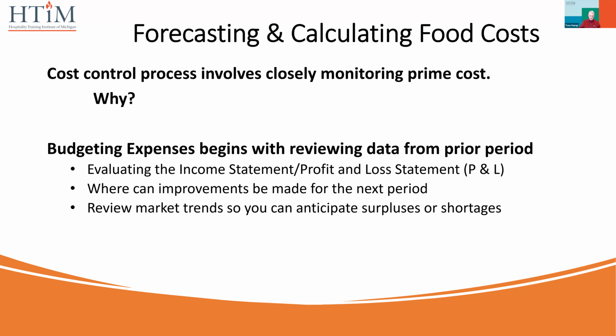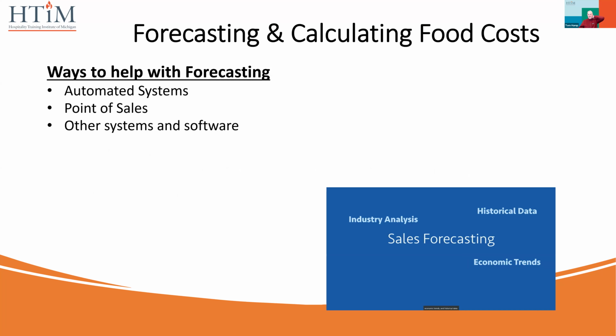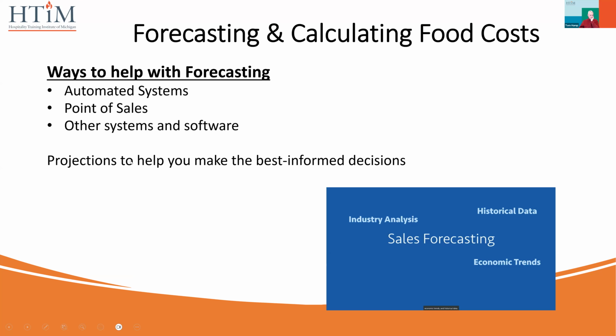So as we said, just a quick recap, the areas that you're going to look for good information when you're doing sales forecasting are your historical data, your industry analysis, and your economic trends. Again, automated systems, point of sale, other systems and software, pretty straightforward. Projections to help you make the best informed decisions. Again, trying to use all the data we can. We don't want to get stuck in analysis paralysis. We need to make decisions. We'll make the best decisions we can based on the information that we have.